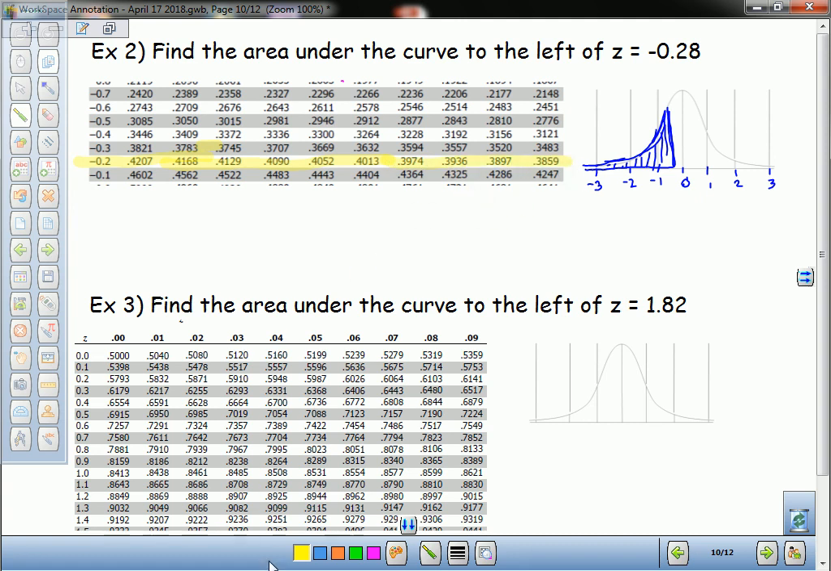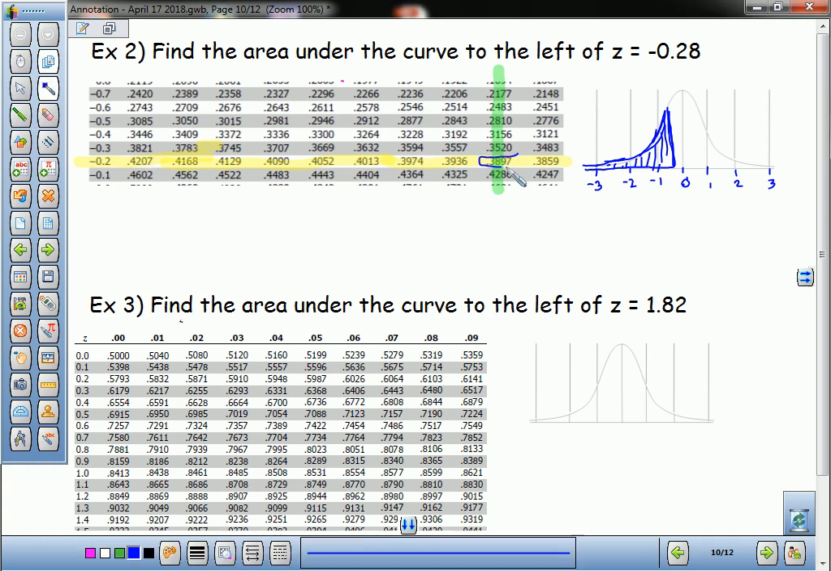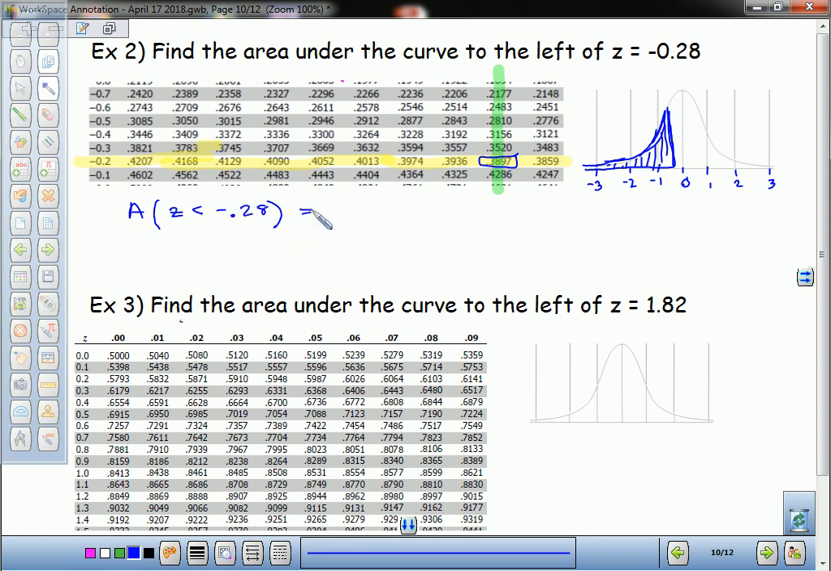Done. Okay? Now go over to the 8. All right, there's the 8. So this should be our answer right here. Yep. So the area that corresponds to a z-score to the left of -0.28 is 0.3897.